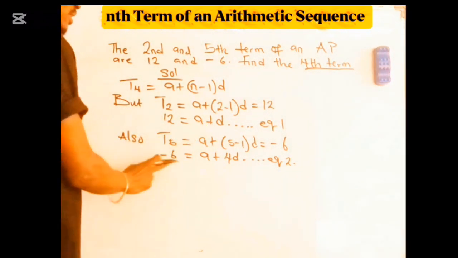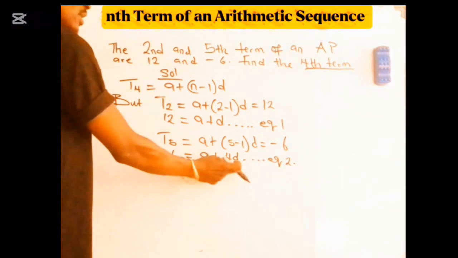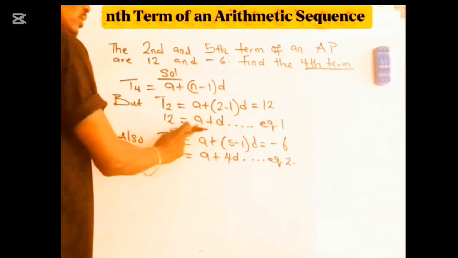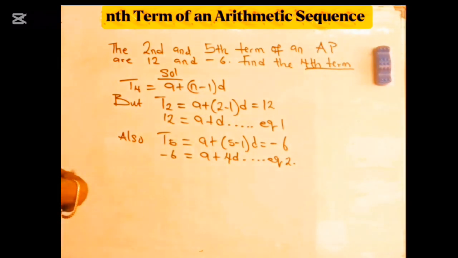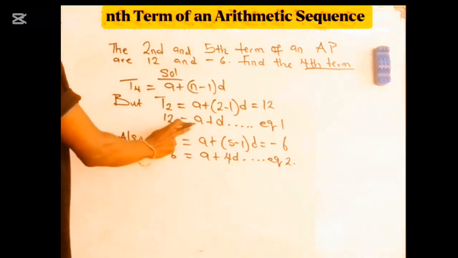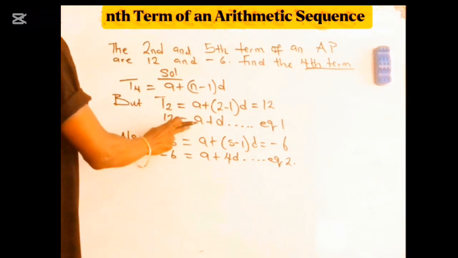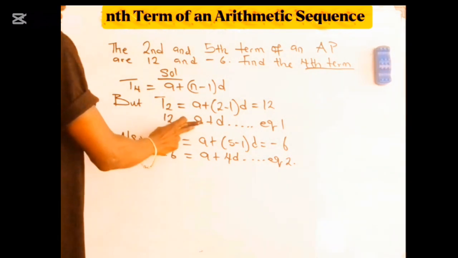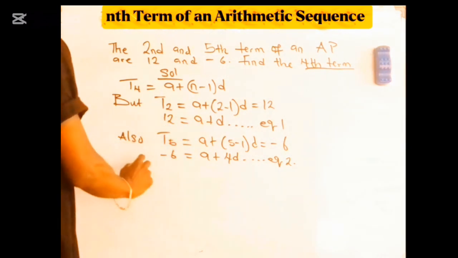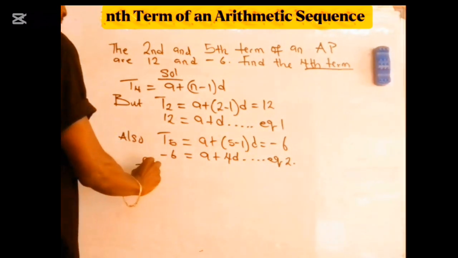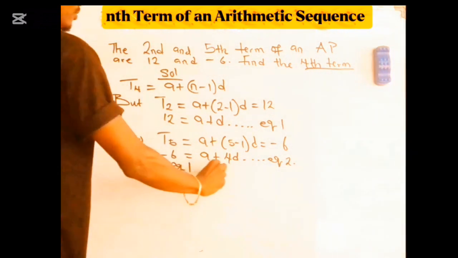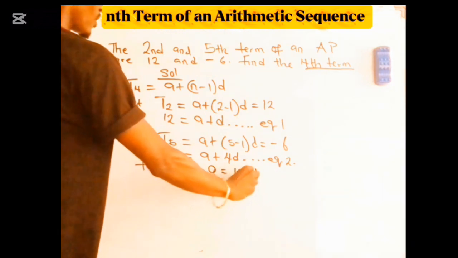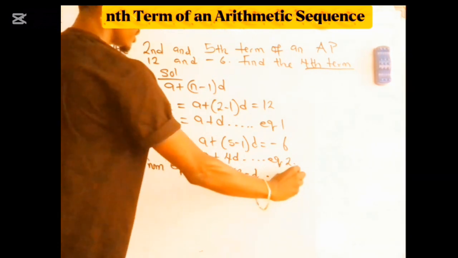So from this, I can solve a simultaneous equation. 12 is equal to A plus D, minus 6 is equal to A plus 4D. Two unknowns, two equations, simultaneous equation. So from here, let's use the substitution method and let's make A the subject of the formula from equation 1. So from equation 1, A will be equal to 12 minus D. Let this be equation 3.